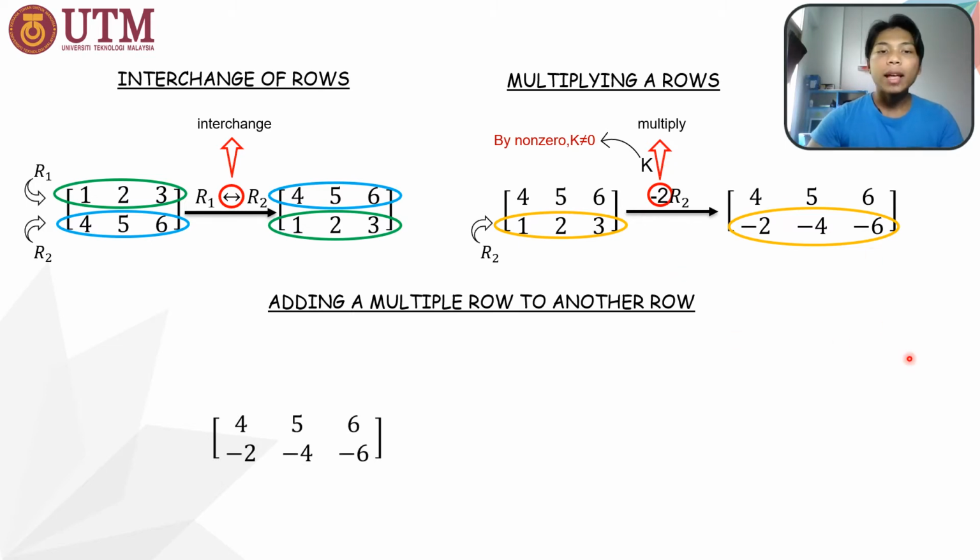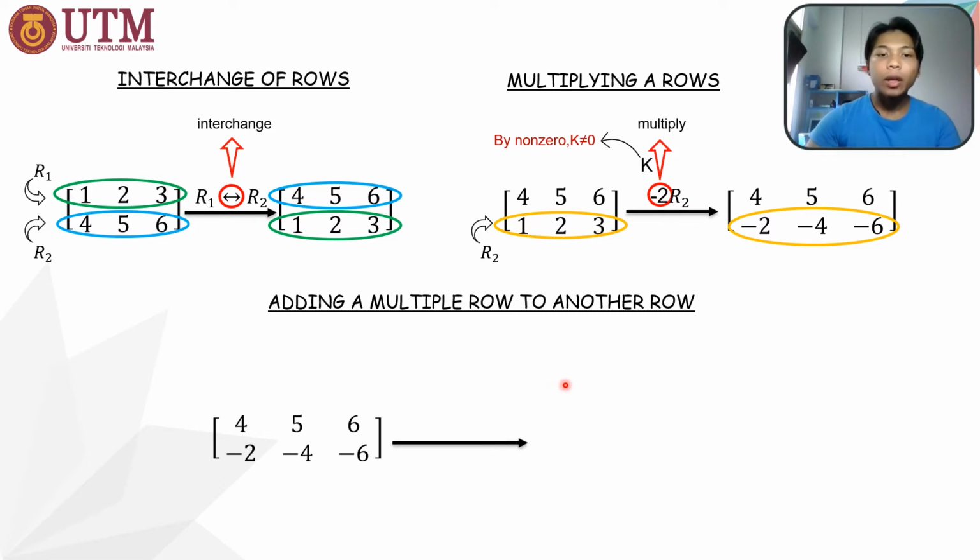The last one is adding a multiple of a row to another row. You can see that I choose the entries 4, 5, 6, negative 2, negative 4, and negative 6. This operation is a bit complicated, but you can understand this topic if you listen carefully to what I explain.